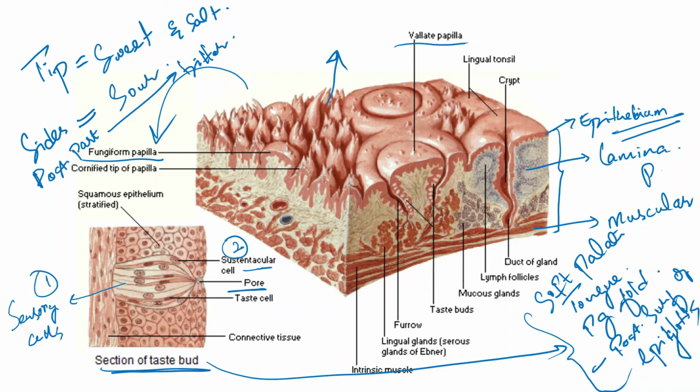So that's all about the structure of the tongue, the parts of the tongue, the inferior surface containing the vein, along with the taste buds in detail. In the next video we will look at the muscles of the tongue, the nerve supply, and the blood supply, including the clinical anatomy of the tongue.